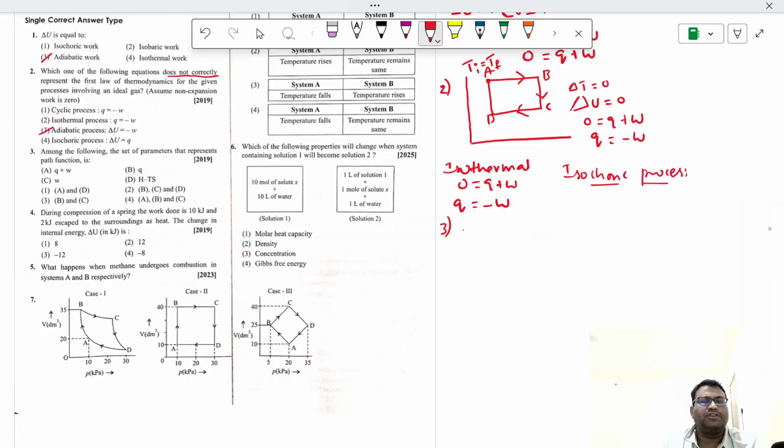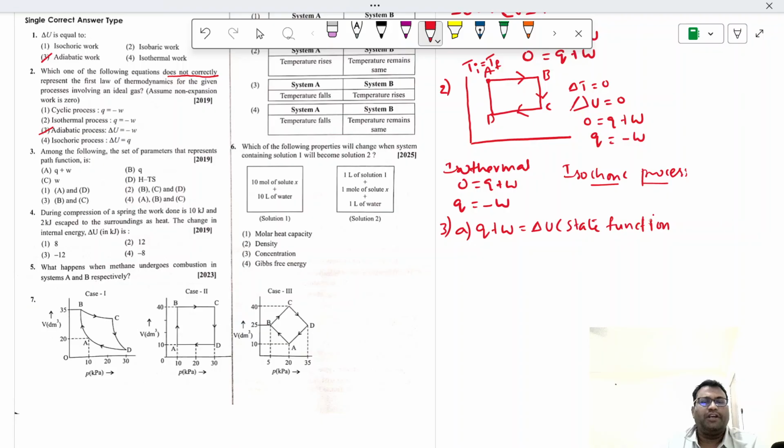Here, given first option A, Q plus W. From the first law of thermodynamics we know that Q plus W is equal to delta U. Delta U is the change in internal energy. So this change in internal energy is a state function. Internal energy is a state function. So A is a state function.